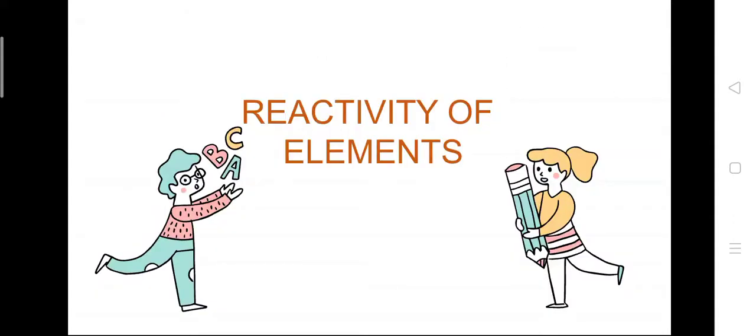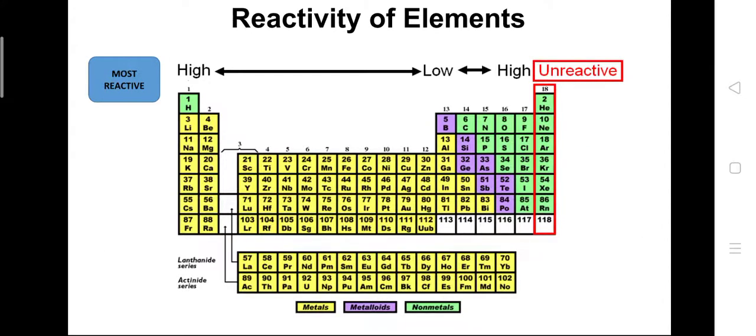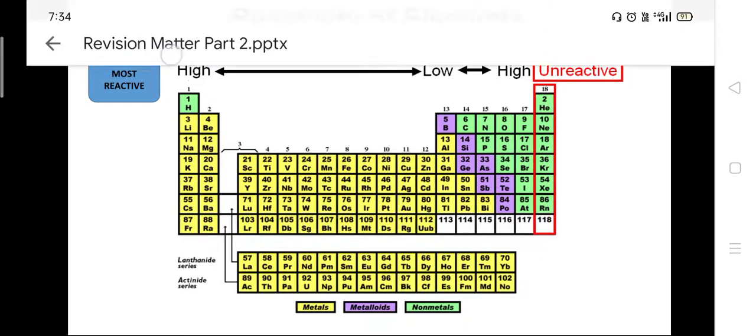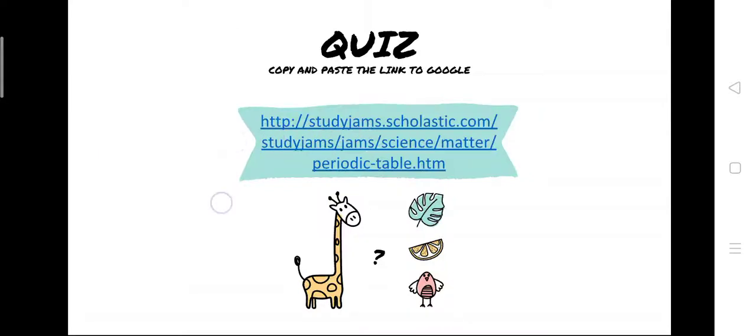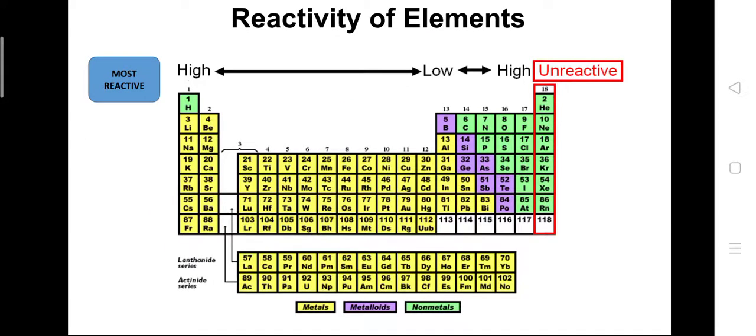Now let us see the last part of this lesson, which is the reactivity of elements. You see the most reactive ones are on the left side of the table. Moving from here to here, it means most reactive, and over here is most unreactive. So the left part of the periodic table is most reactive, the right part of the periodic table has low reactivity, and the noble gases are unreactive.